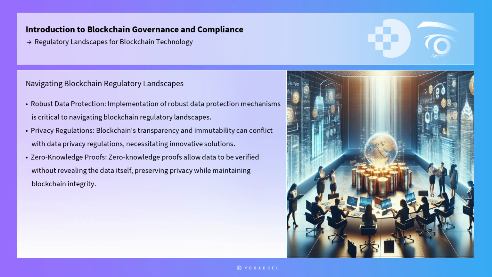Another critical element in navigating blockchain regulatory landscapes is the implementation of robust data protection mechanisms. Blockchain technology's inherent transparency and immutability can conflict with data privacy regulations, necessitating innovative solutions like zero-knowledge proofs and off-chain storage for sensitive data. Zero-knowledge proofs allow data to be verified without revealing the data itself, preserving privacy while maintaining the integrity of the blockchain. These cryptographic tools are essential for compliance with data protection laws and exemplify how technical adaptations can resolve regulatory challenges in blockchain applications.